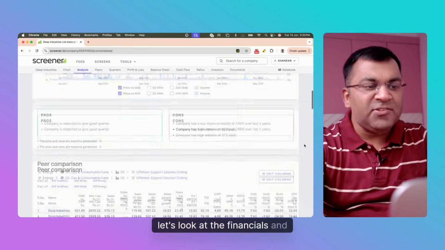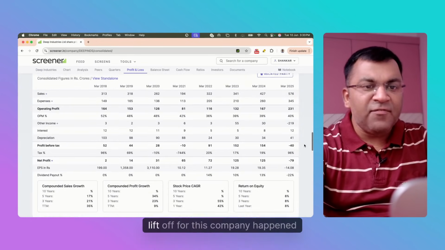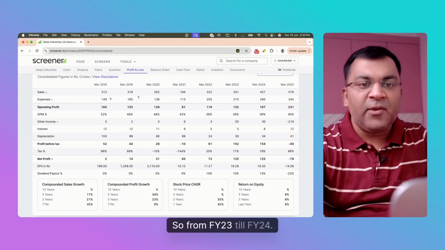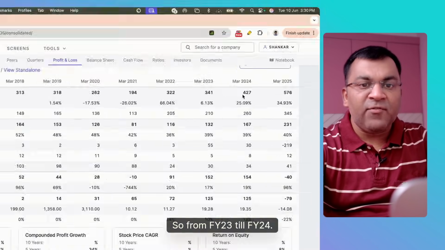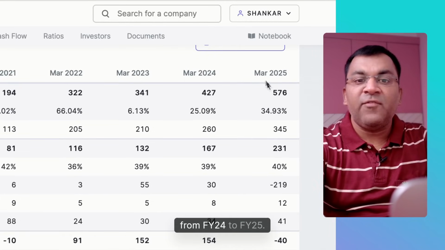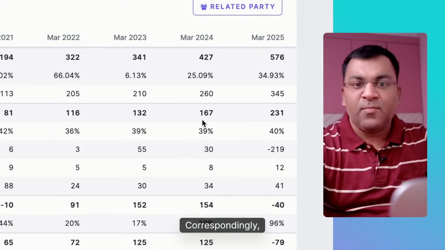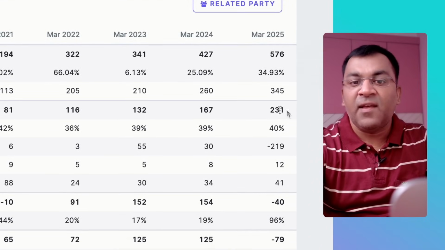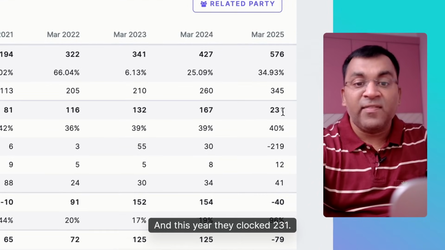Okay, let's look at the financials. Basically, liftoff for this company happened in this period. From FY23 till FY24, that's a 25% jump in sales and another 35% jump from FY24 to FY25. Correspondingly, the operating profit also improved from 132 to 167, and this year they clocked 231.